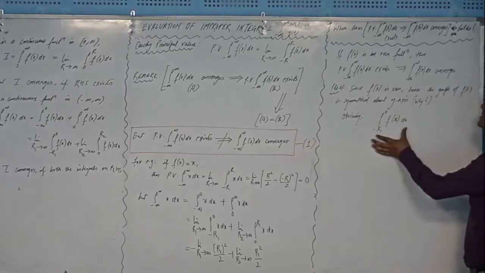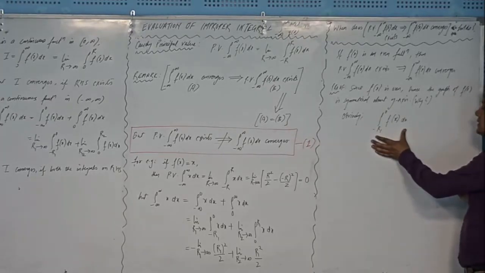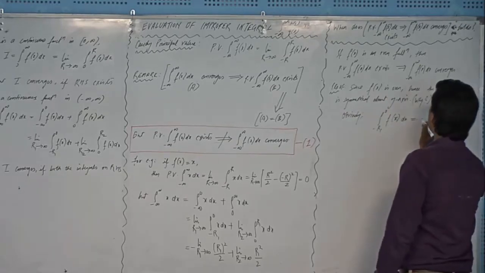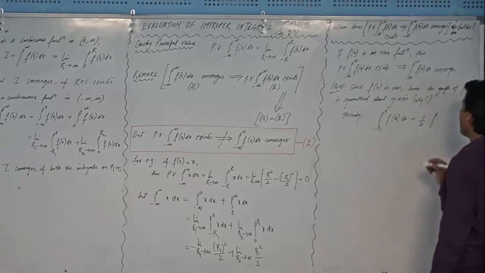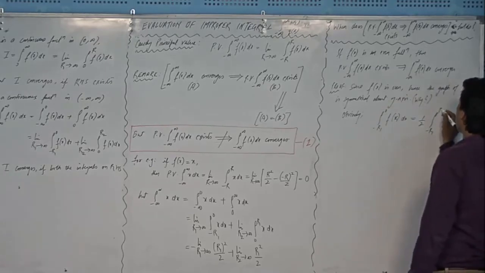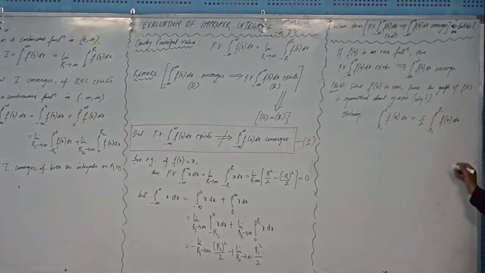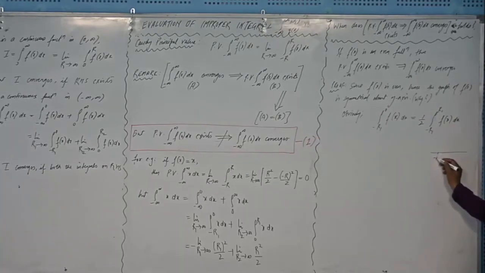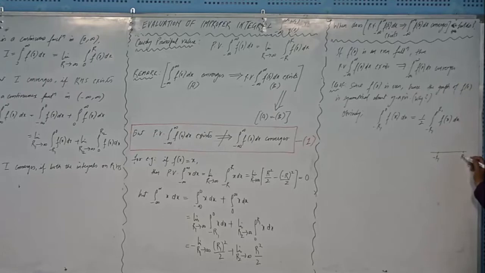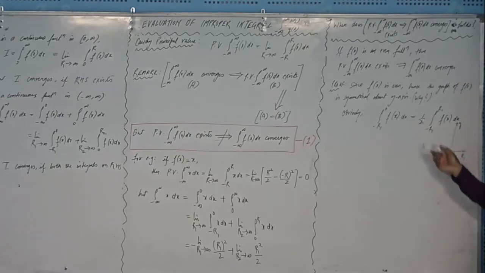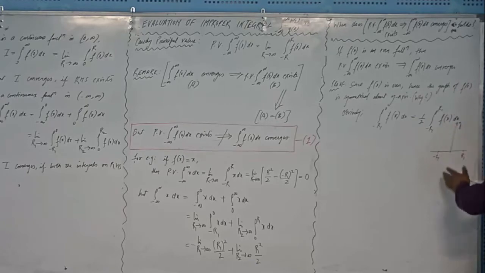So actually it represents the area, right, of the left hand side is equal to half of the total area. I should write minus r1 to r1 f(x) dx. This fact is very simple. You just take 2 points. Here it is minus r1, here we have r1, this is the y-axis, and you have a graph which is symmetrical about the y-axis.